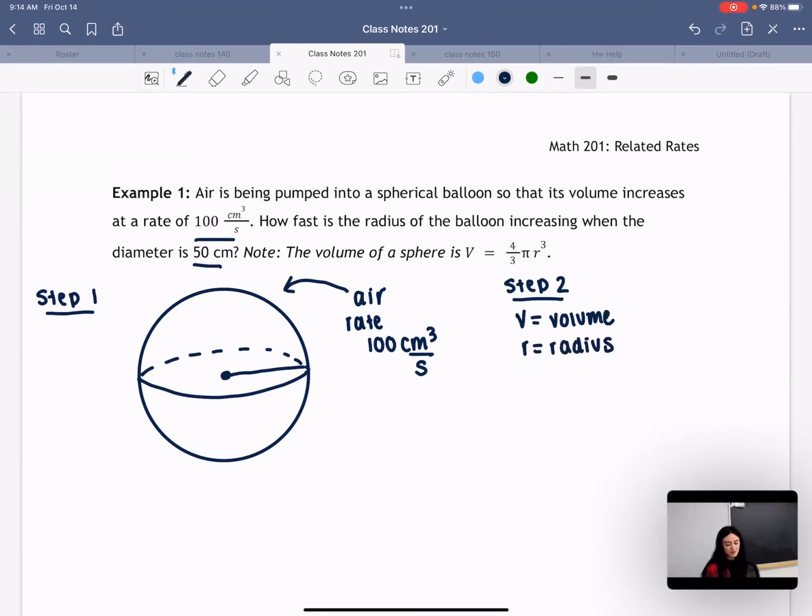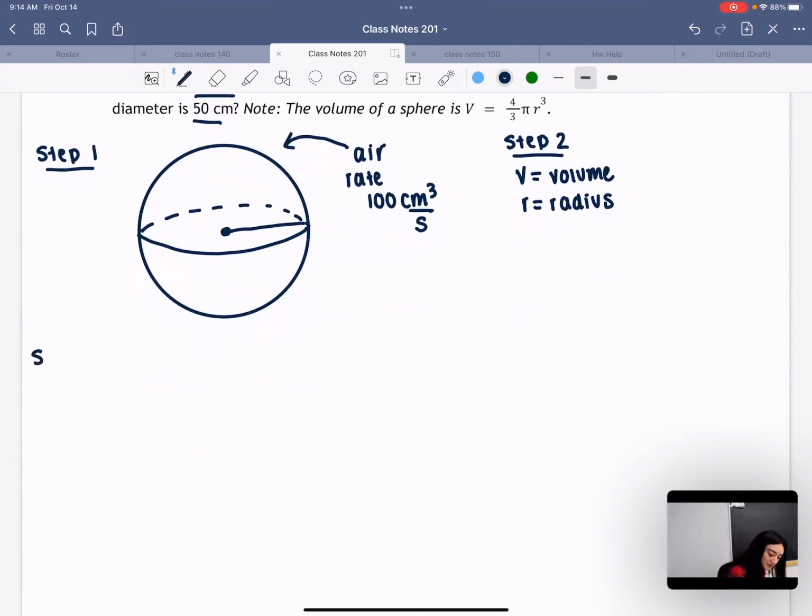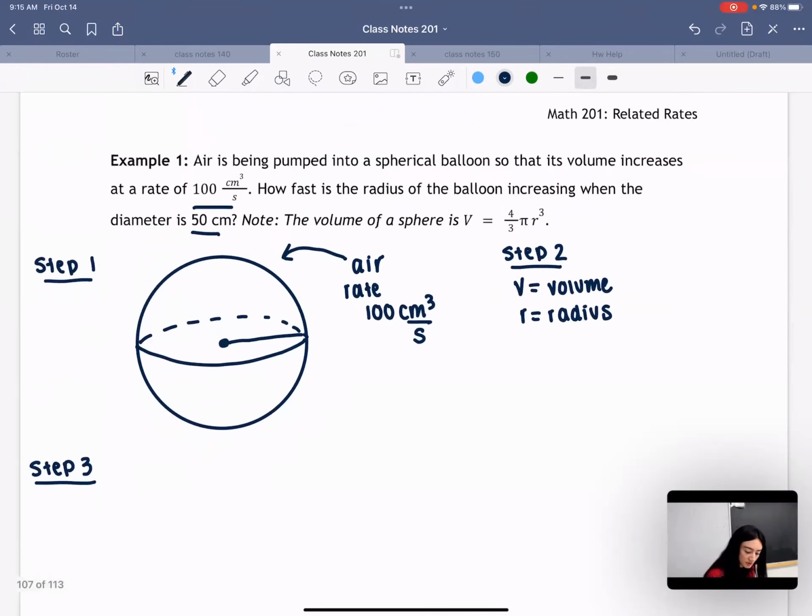Okay, now I like to label it out just so I don't get confused in the future. I know in this example, it's pretty easy to figure out what volume and radius are. But let's move on. Okay, so step number 3. Step number 3 says we need to figure out what we're given and we need to write that in terms of derivatives and functions. Okay, so let's just read this question.